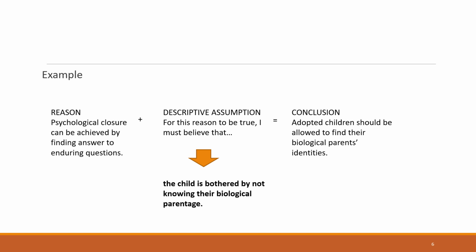So as a critical thinker, what you would question is, is it true that all children are bothered by not knowing their biological parents? If it's not true, some children may not care, then this makes the argument weak. But if you say yes, children are bothered when they don't know who their biological parents are, then it does strengthen the argument. Do you see how these descriptive assumptions are helping you think more critically?